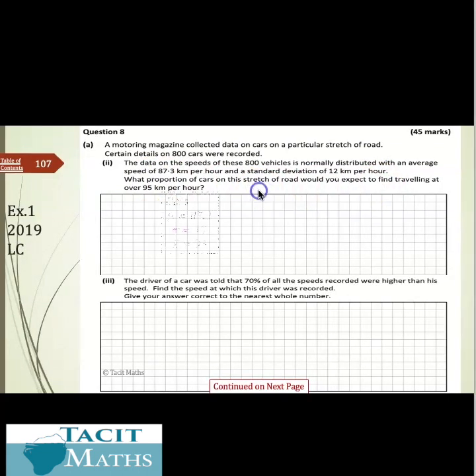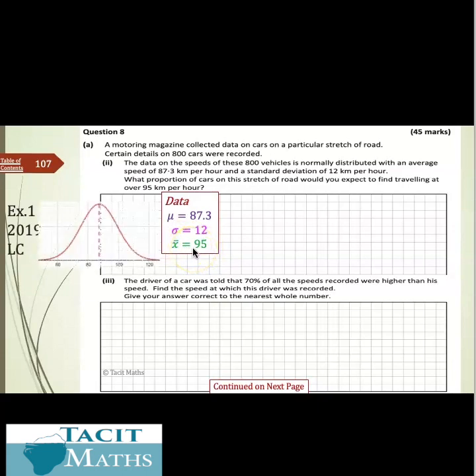The three bits of data here that are important are the population mean, the population standard deviation, and the piece of data that we're investigating, 95. Now if you were to look at a graph, and it's always good to identify a graph in this case, your mean there is 87.3, and 95 in this case would be up here, right?